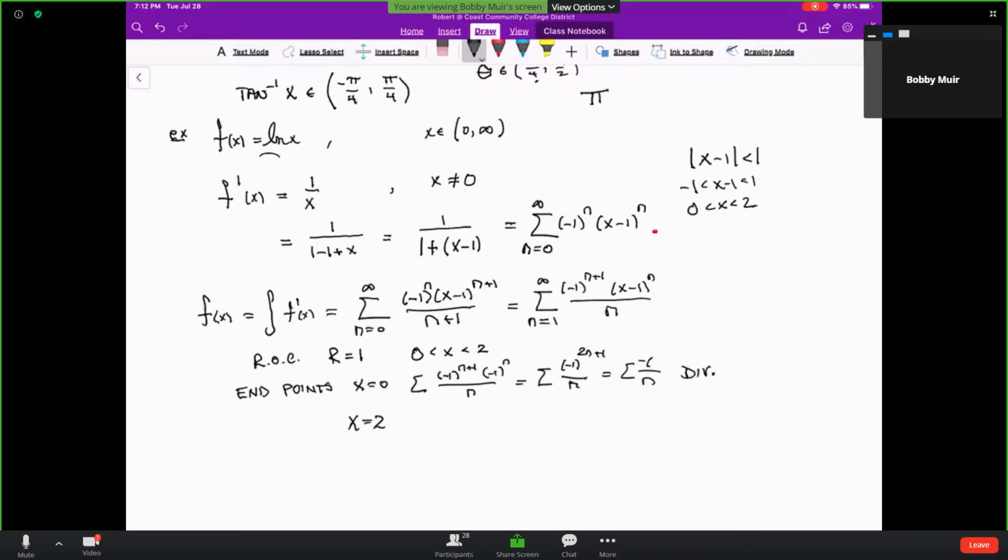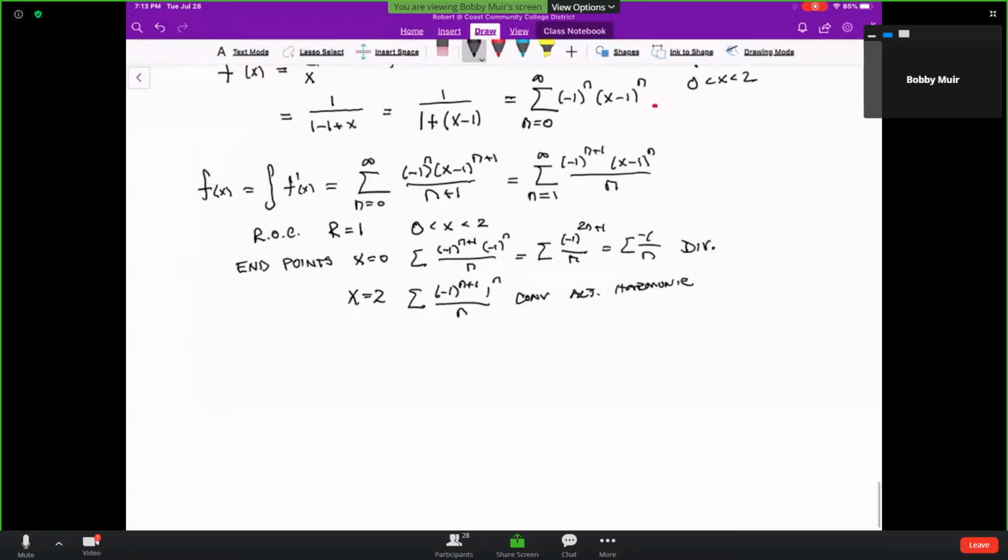If I try x equals 2, I'm going to get the sum of (-1)^(n+1) times 1^n divided by n. That converges, alternating harmonic. Okay, so here's what we've just discovered.